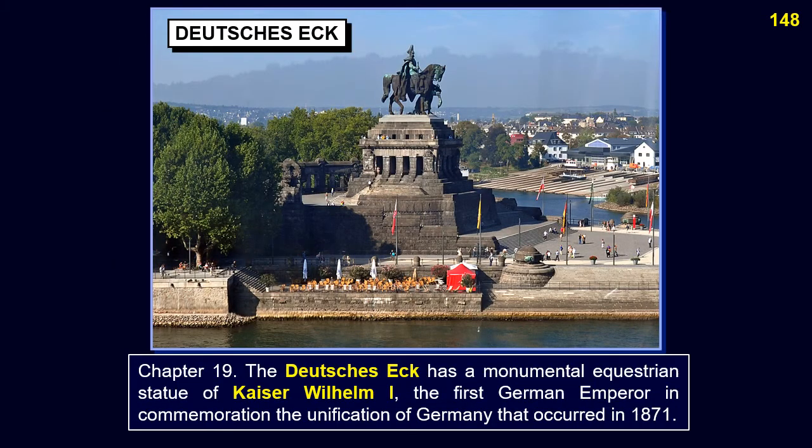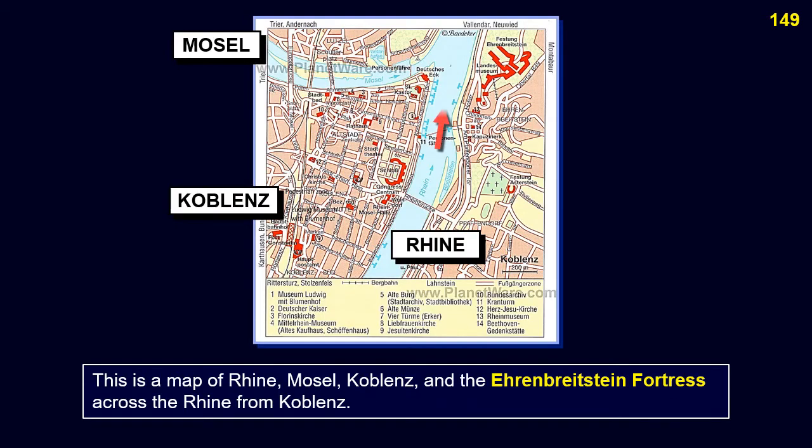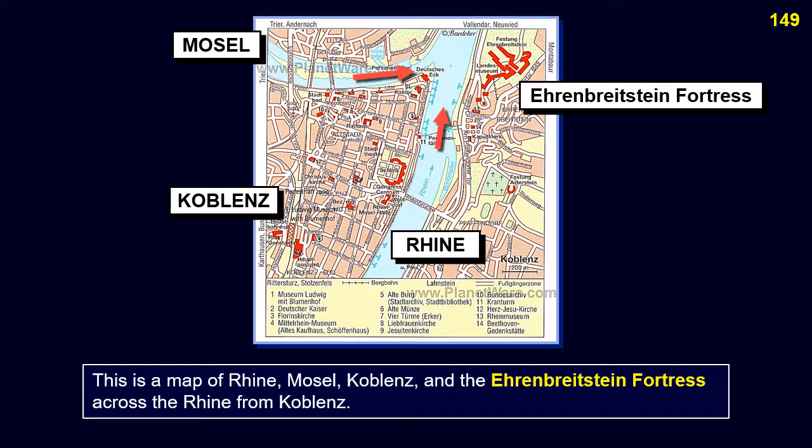The Deutsches Eck has a monumental equestrian statue of Kaiser Wilhelm, the first German emperor, in commemoration of the unification of Germany that occurred in 1871. This is a map of the Rhine, Mosel, Koblenz, and the Ehrenbreitstein Fortress across the Rhine from Koblenz.